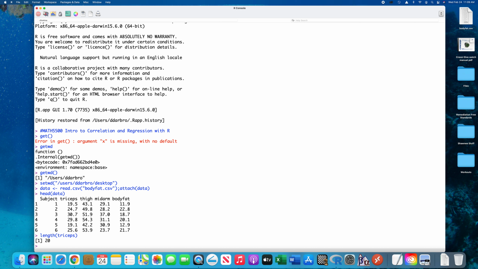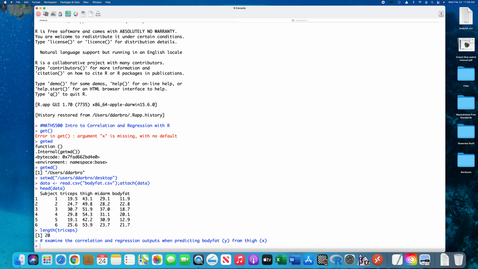Now, what I want to do here is examine the correlation and regression outputs when predicting, let's just predict body fat, which will become our Y because we're predicting it, from, let's just do thigh. All right, so that's the purpose of what I want to do here.